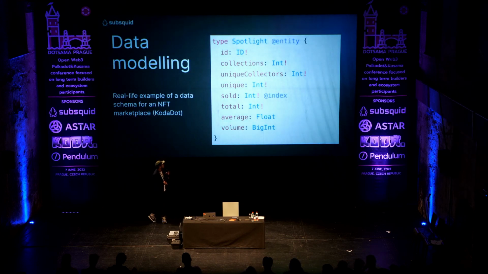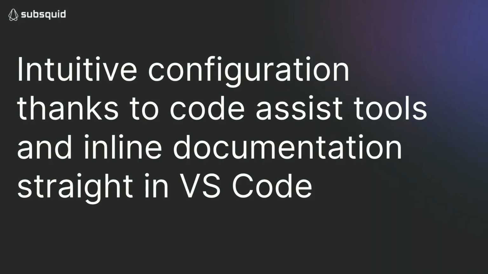It all starts with defining the shape of your data. You do the data modeling through a special schema file. For example, this is an excerpt from Kodadot, a live example, where you define which data you want to show to your users. In this particular example, you have collections, unique collectors, and some statistics, and this is what you pull through the API here. Once you do the data modeling, you have a fully functioning GraphQL API straight out of the box. You don't need to do anything else on top of it.